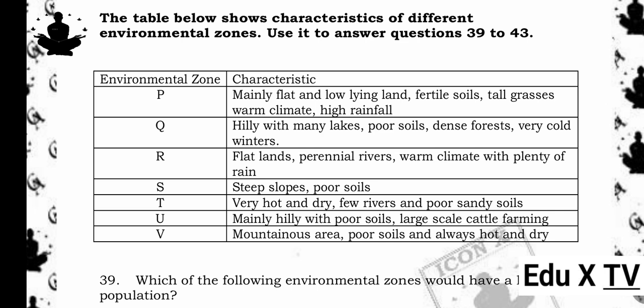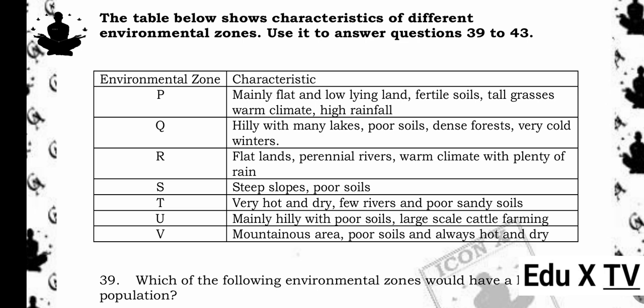The table below shows characteristics of different environmental zones. Use it to answer questions 39 to 43. Environmental zone, characteristic. P. Mainly flat and low-lying land, fertile soils, tall grasses, warm climate, high rainfall. Q. Hilly with many lakes, poor soils, dense forests, very cold winters.